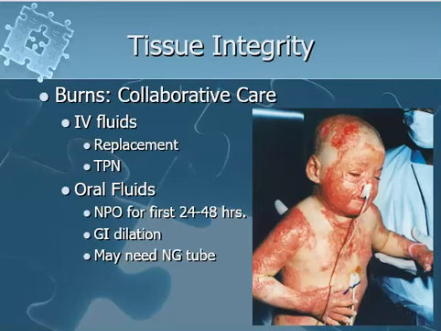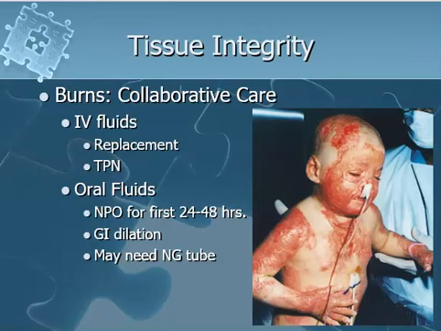So to be NPO, we'd assess the airway for inhalation injury. If we see any injury to the nose, mouth, trachea, lungs, we're definitely going to make them NPO. They may need a G-tube depending on the extent of the burn. And you can see a picture there of a child with an NG tube.